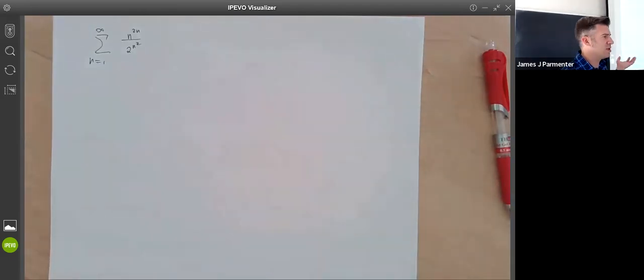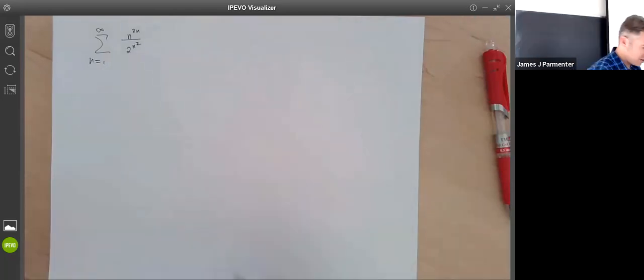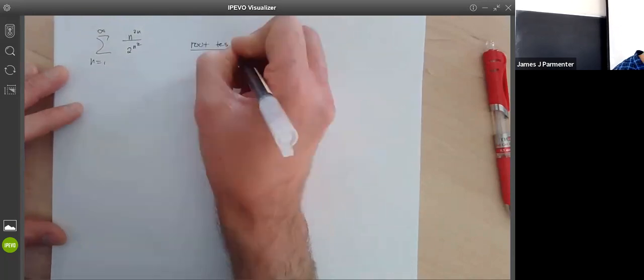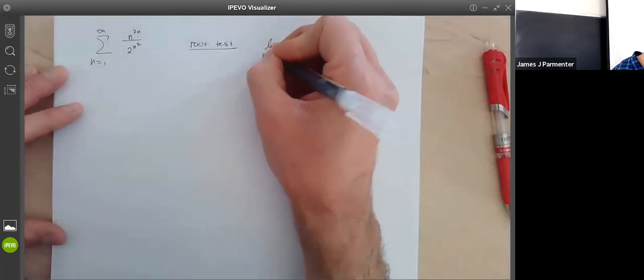I feel like you could use the ratio or the root test here, but I think you should use the root test if you can. Meaning, if you've got things raised to the nth power or the n squared or the n cubed or the n to some power, root test is probably going to be the easiest to use. So if we try the root test here, we're going to get the limit as n goes to infinity.